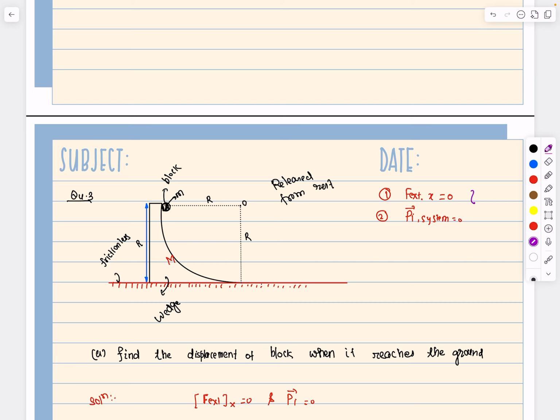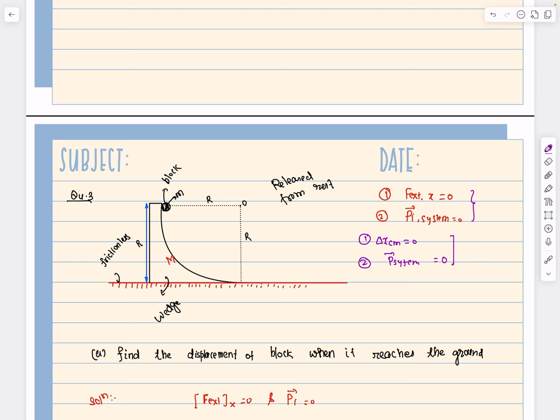This implies the center of mass will be at rest along the x-axis, that is, delta x of CM will be 0. As well as momentum will be conserved, so the final momentum of the system will also be 0. These two pieces of information we can deduce from the above two equations.